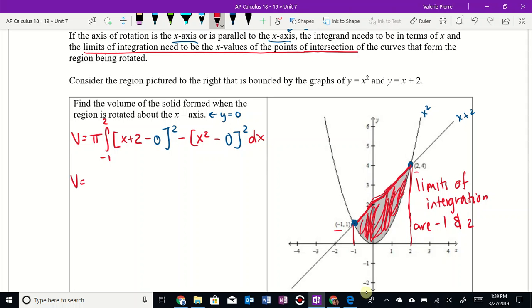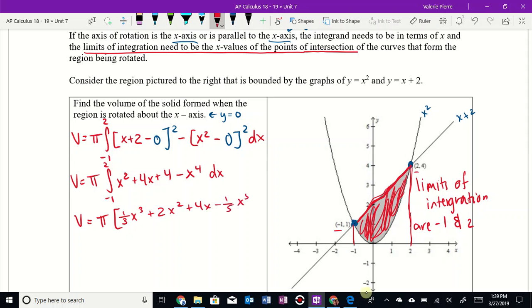Okay, so V equals pi times the definite integral of x squared plus 4x plus 4 minus x to the fourth. All I did was square these two sections, dx. Now we can actually integrate. So V equals pi times 1/3 x cubed plus 2x squared plus 4x minus 1/5 x to the 5th, from -1 to 2.